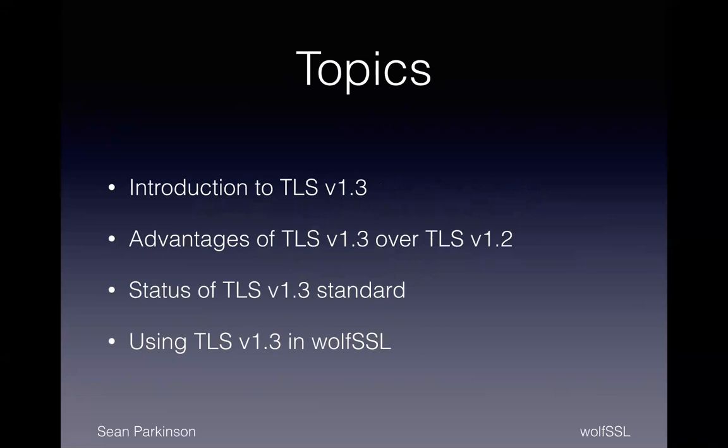So I'll first give an introduction of what TLS 1.3 is and some of the features. Next, the advantages of using TLS 1.3 over TLS 1.2, particularly the performance and security features that make it attractive. After that, I'll discuss the status of the standard. After the many years of development, are you ready to go in the real world? Finally, I'll tell you how to use TLS 1.3 with WolfSSL, discussing a few of the APIs for the new features as well.